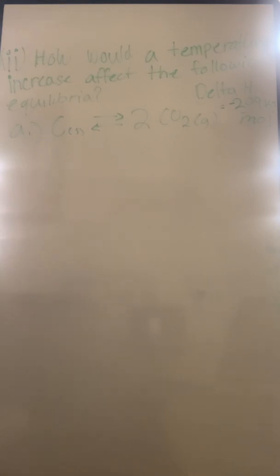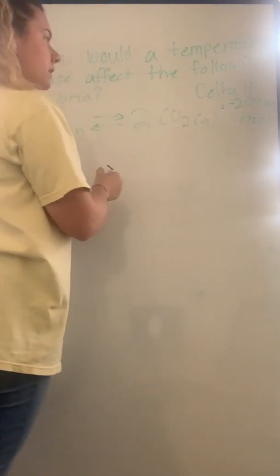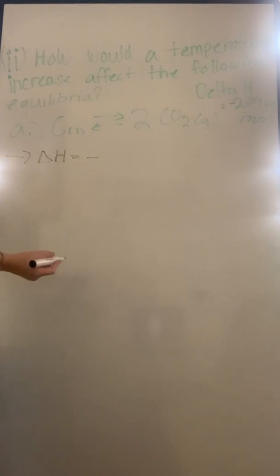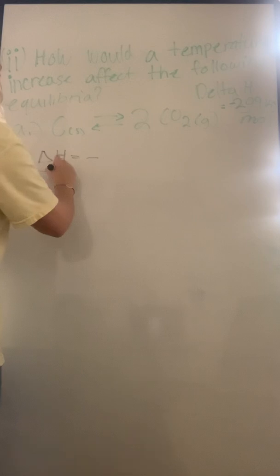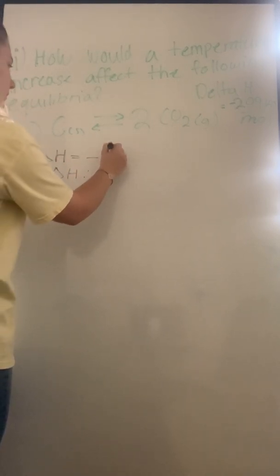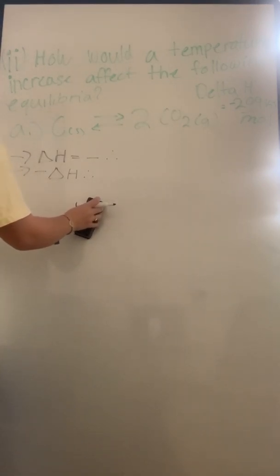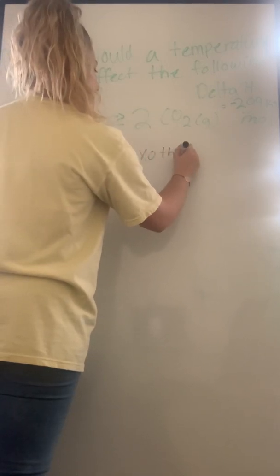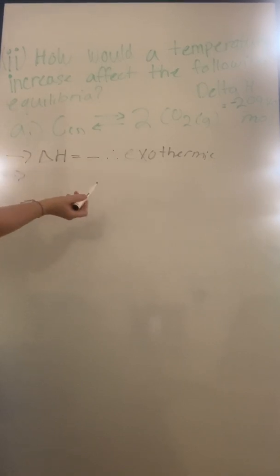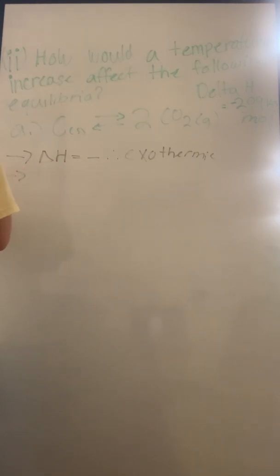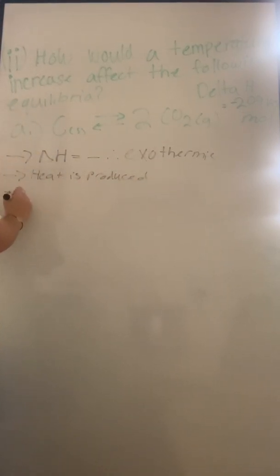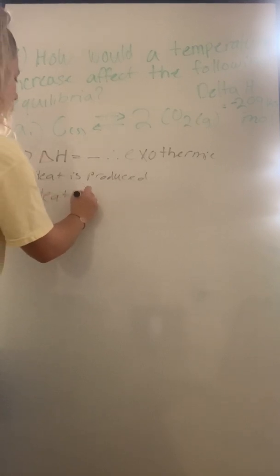So the first thing we're going to look at is the fact that we're given a delta H and that our delta H is negative. When we have a negative delta H, that means that you have an exothermic reaction. If it was a positive delta H, it would be endothermic. What does endothermic mean for this equation? And what does exothermic mean? Since it's exothermic, that means that heat is produced and so that means that heat is a product.